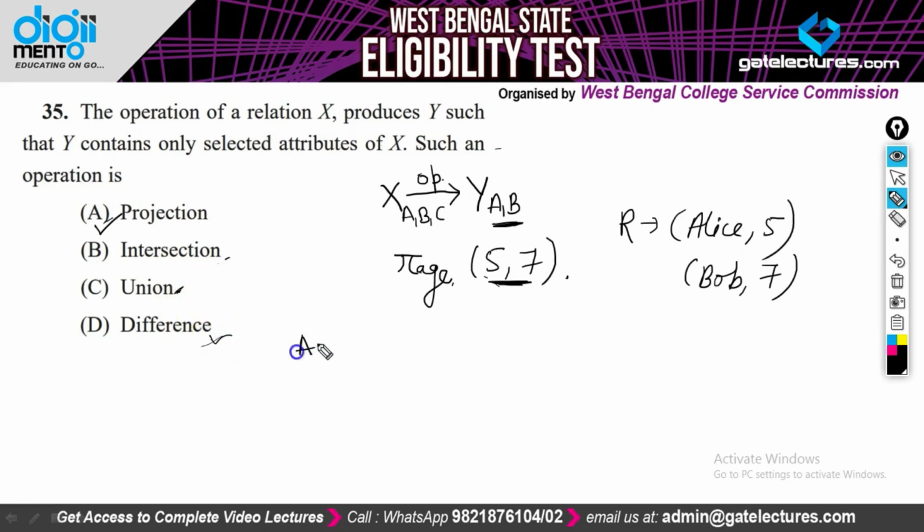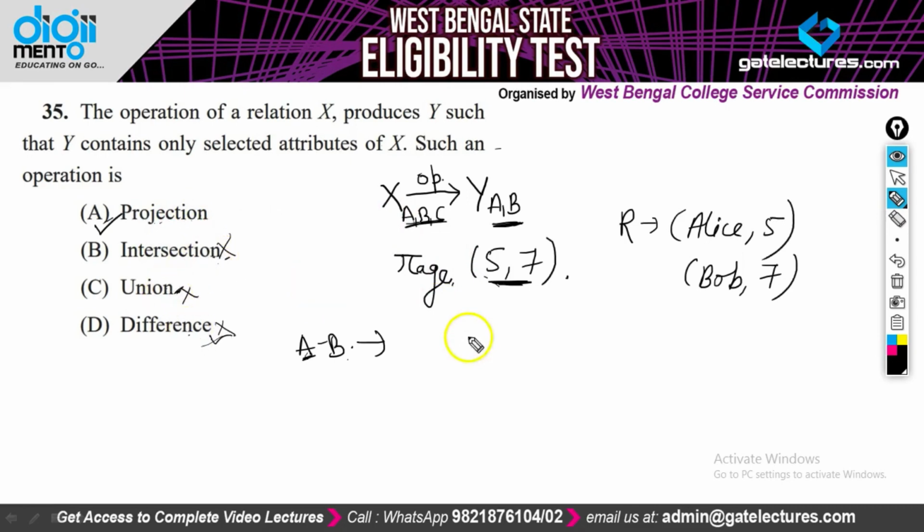Difference, if I say A minus B, what does it say? It says all the attributes, all the values which are present in A but which are not in B. So difference is also not the right option. Now the shortcut trick for this is that projection is the only operation which works on the attributes itself. On attributes, it can select attributes, it can drop the attributes it wants. So that's why projection is the right answer.